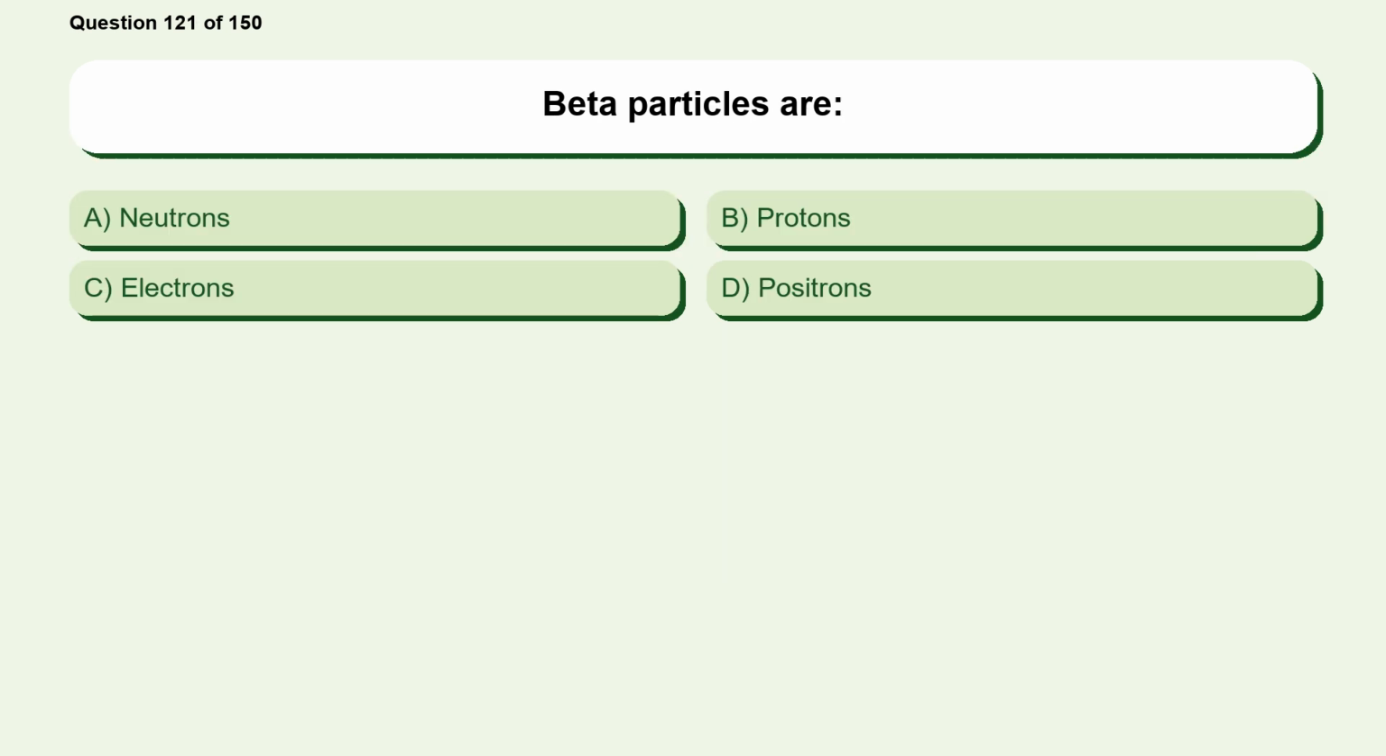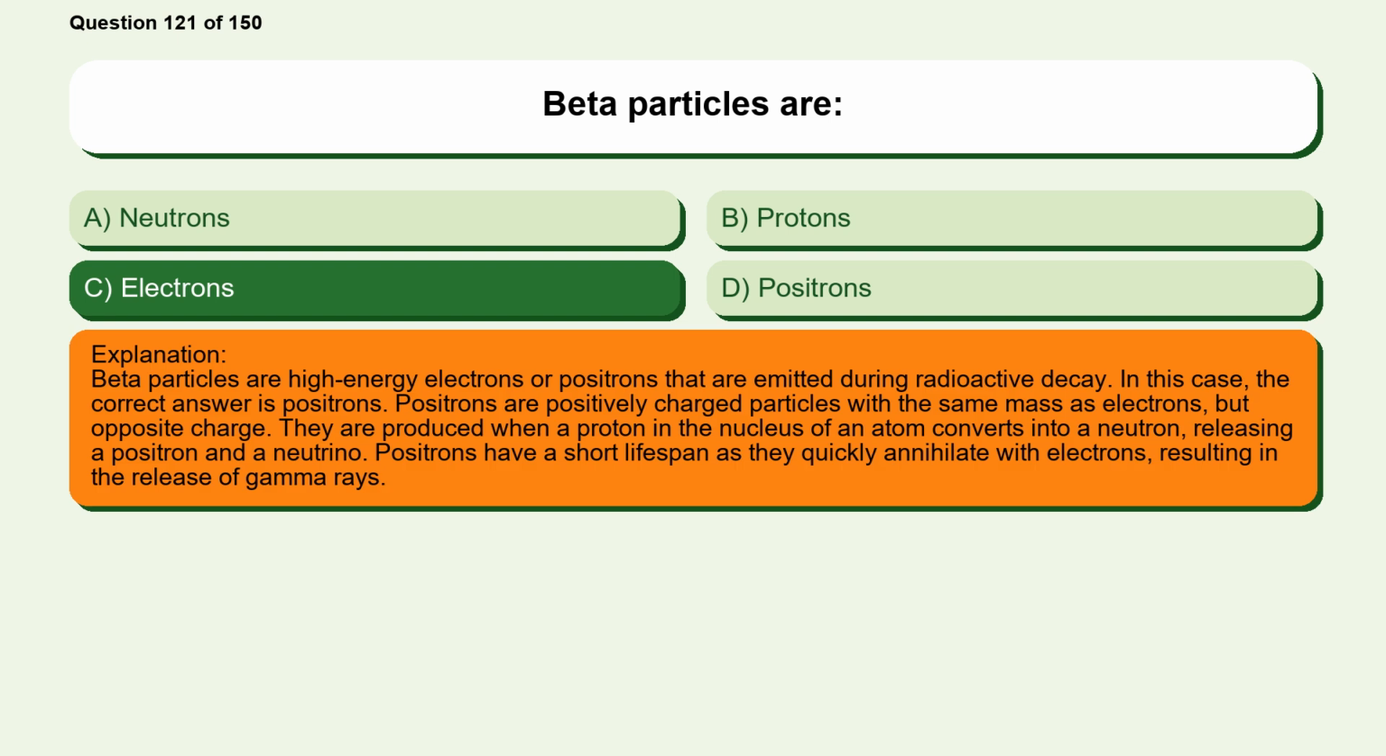Question 121. Beta particles are Option A, neutrons. Option B, protons. Option C, electrons. Option D, positrons. The correct answer is Option C, electrons. Beta particles are high-energy electrons or positrons that are emitted during radioactive decay. Positrons are positively charged particles with the same mass as electrons, but opposite charge. They are produced when a proton in the nucleus of an atom converts into a neutron, releasing a positron and a neutrino. Positrons have a short lifespan as they quickly annihilate with electrons, resulting in the release of gamma rays.